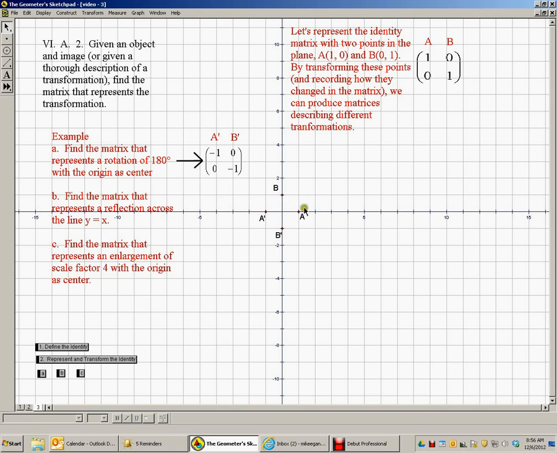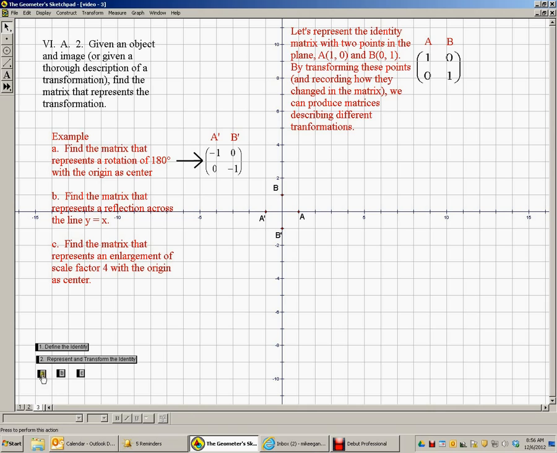So the result is that A prime, the image, ends up at (-1, 0). Write that as a column. B prime, the second column, ends up at (0, -1). So that's the second column. Here's your matrix that represents this particular transformation. Okay, that's it. And if you were to multiply this by any shape that you wanted to, sure enough, you would find that it would rotate that shape 180 degrees with the origin as center.